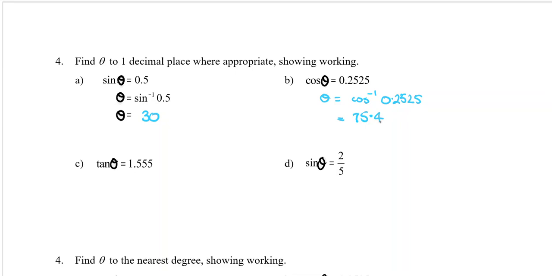Okay, so quickly, can you do C and D? This is the second time we've done these. I'm hoping you can do these. Part C, move the tan across and then type in the calculator. Give it a go. Let's go.